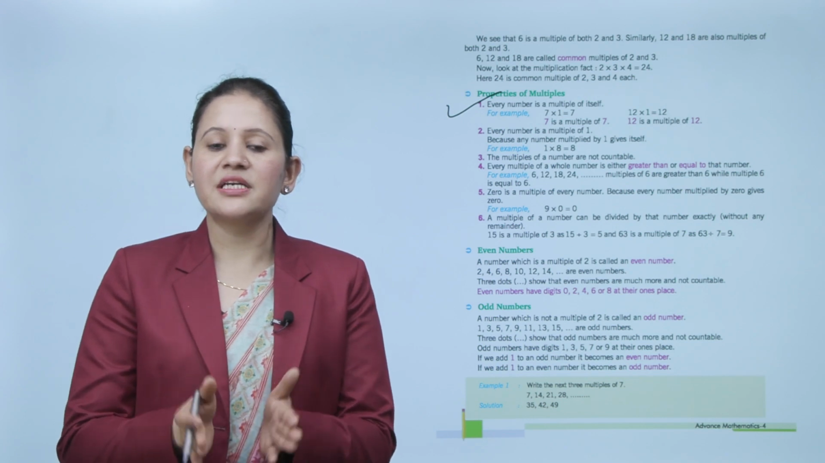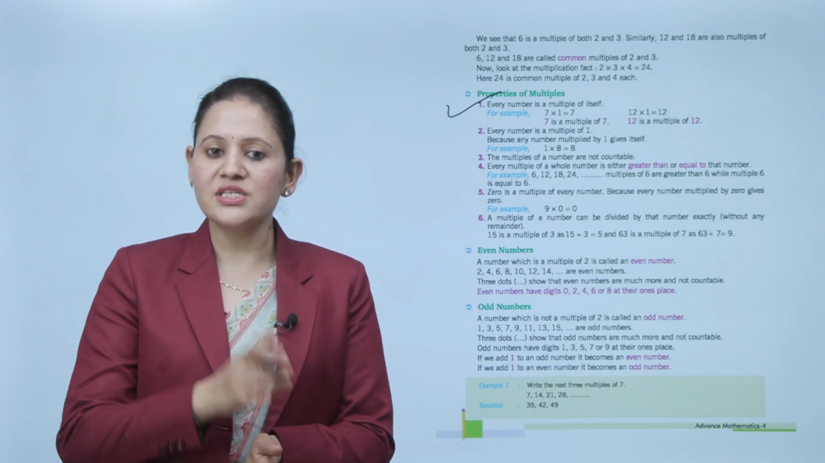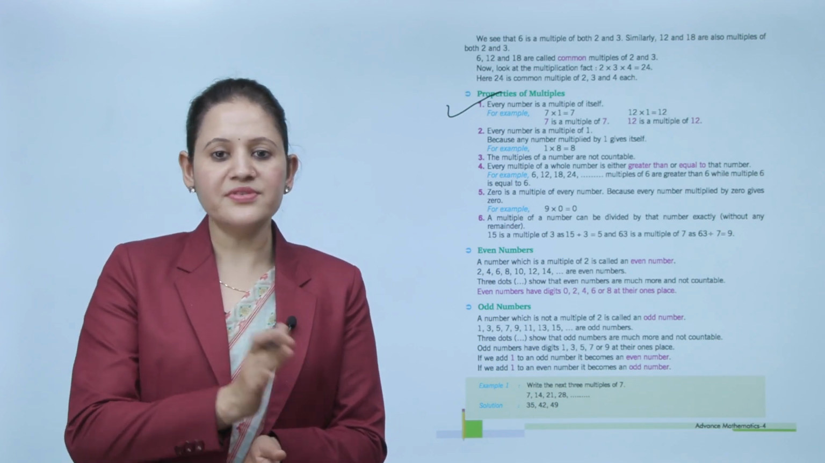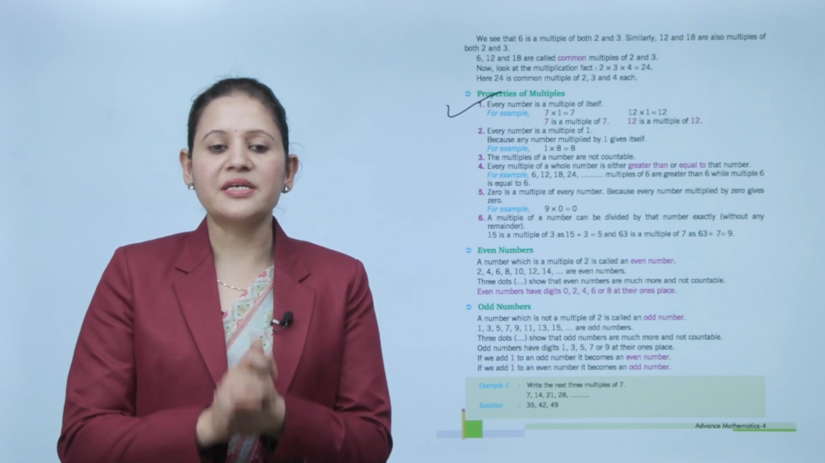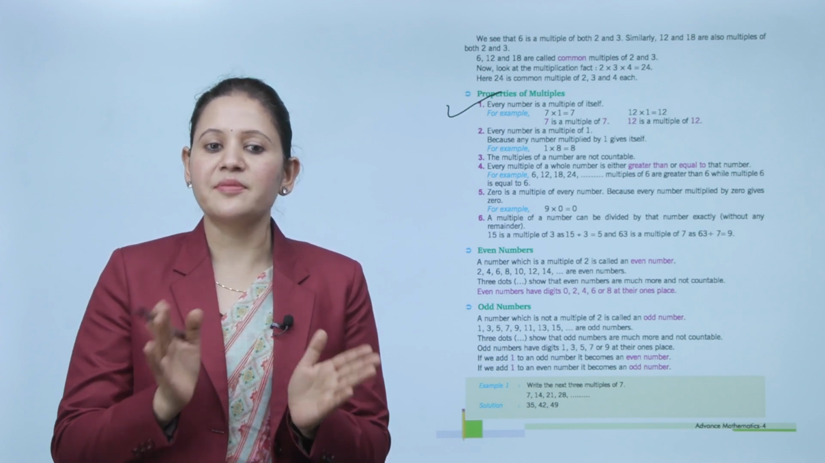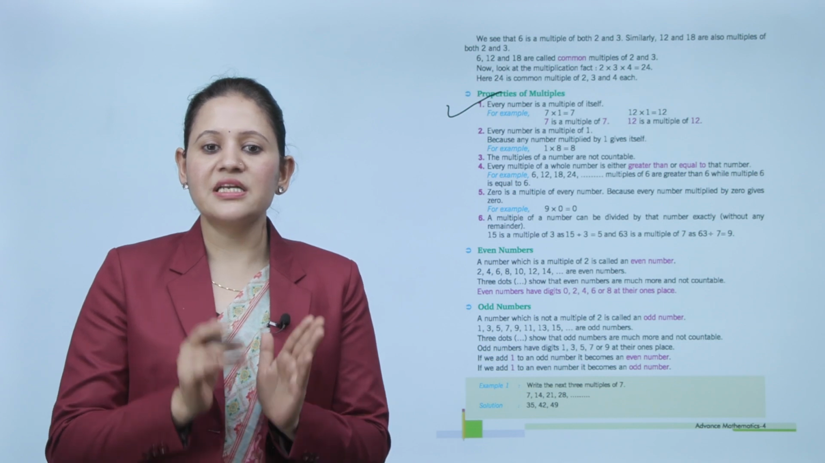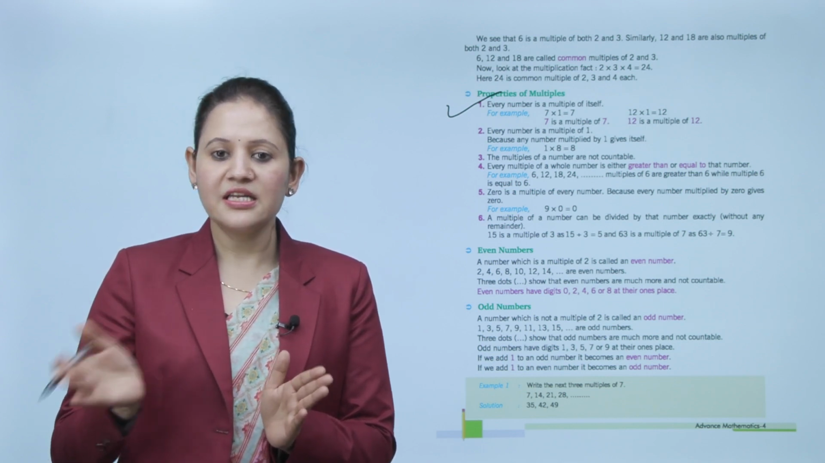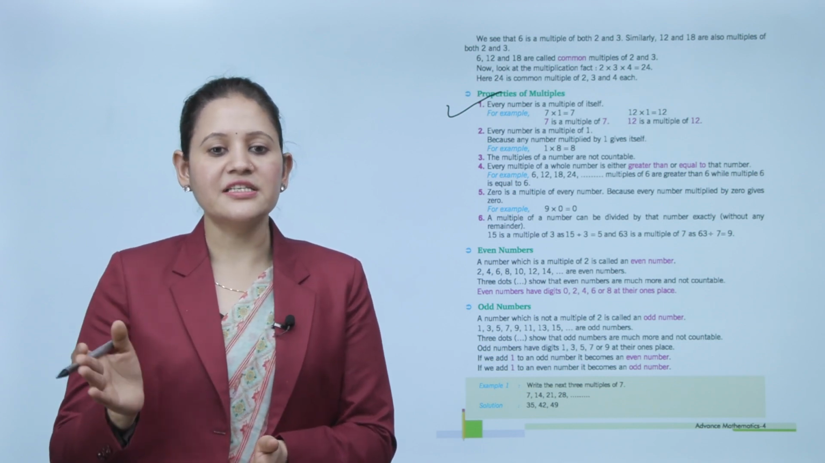Every number is the multiple of itself. For example, 7 into 1, 7. So 7 is the multiple of 7. So every number is the multiple of itself. Every number is the multiple of 1, because any number multiplied by 1 gives itself. Like 1 into 8, that is 8.